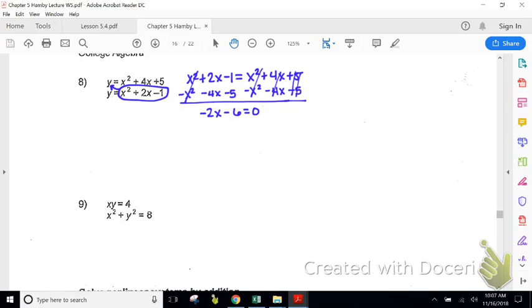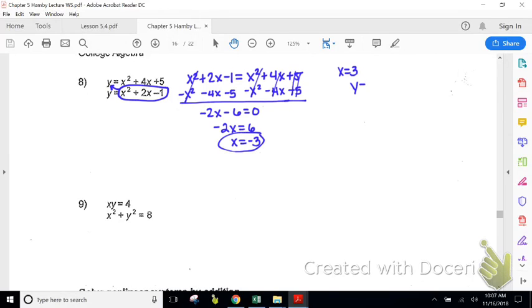Nice. It even made the x squared disappear, didn't it? So now I just need to solve for x. So I'm going to add the 6. And so we find x is negative 3. And so I only have one x to check to find the y value. I meant... sorry.